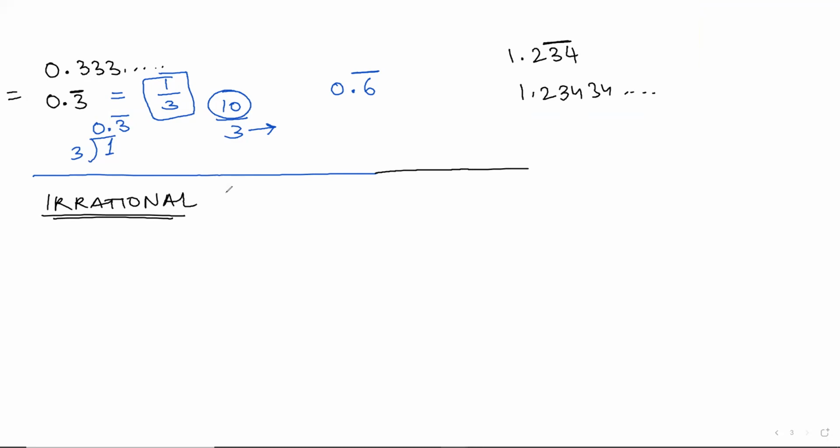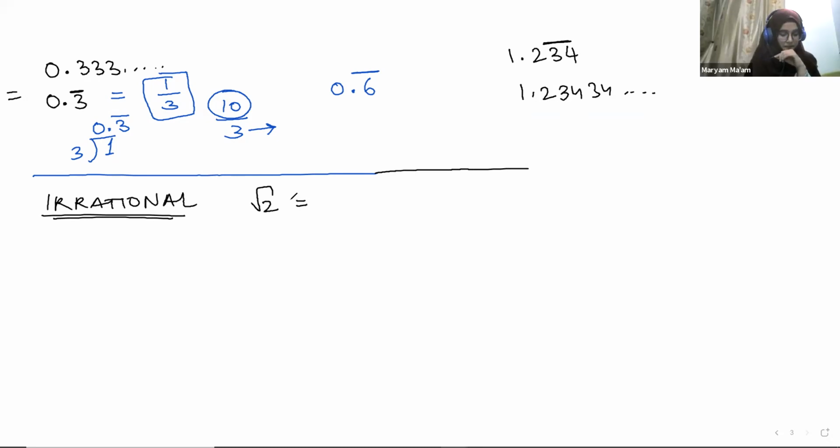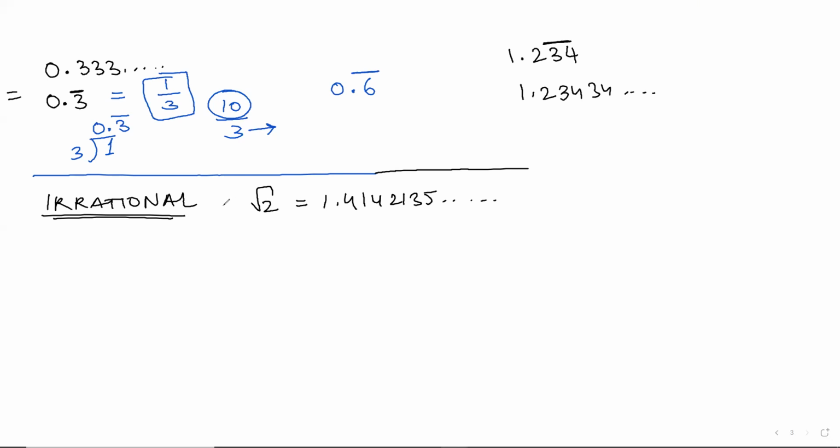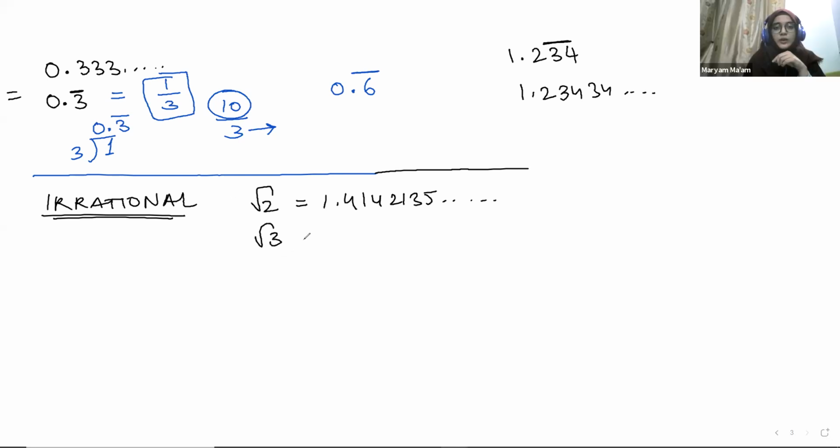Ma'am, root 2. Do you know what's the value of root 2? No, ma'am. So, root 2 is 1.4142135 and so on, right? So, it keeps on continuing. Any other examples of irrational numbers that we come across? Ma'am, root 3. All right, root 2, root 3, and so on.